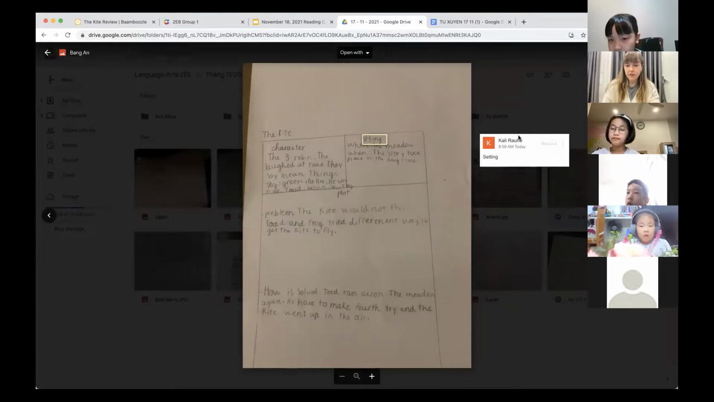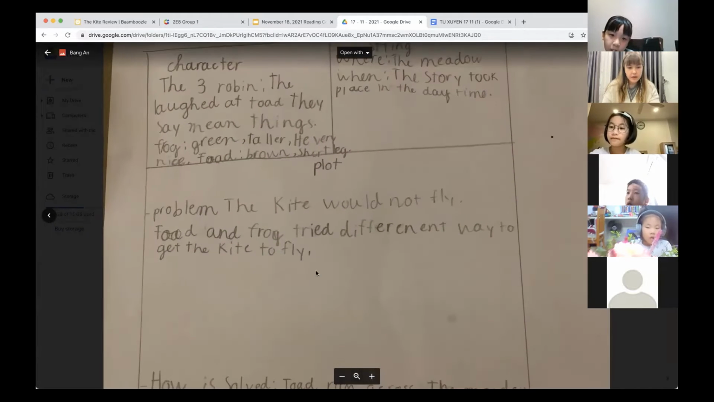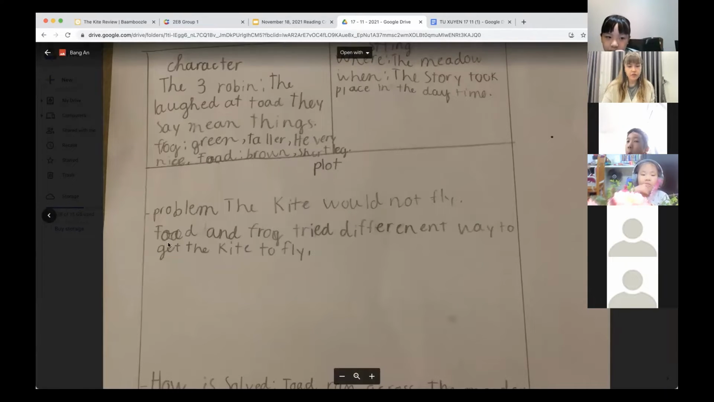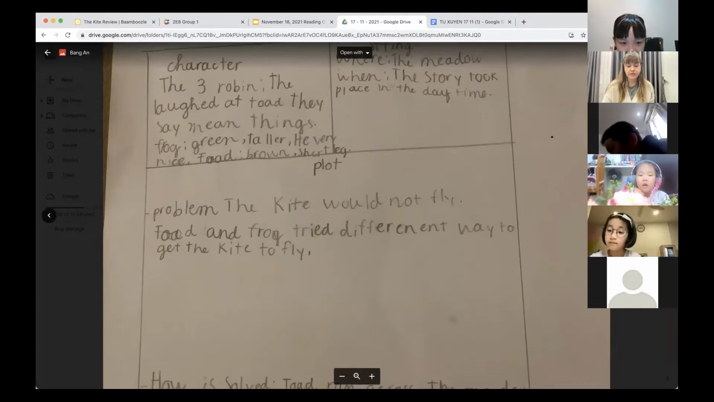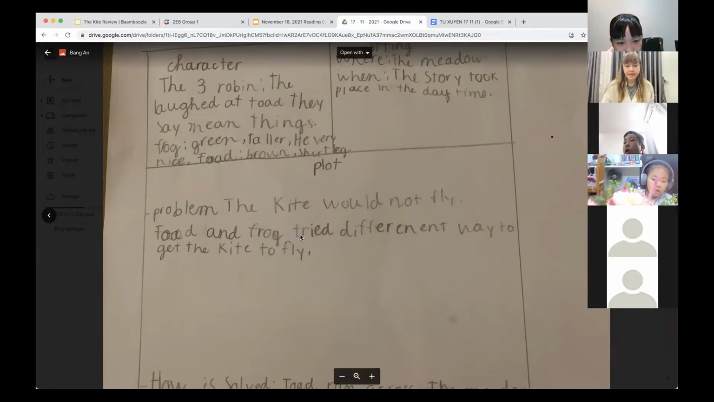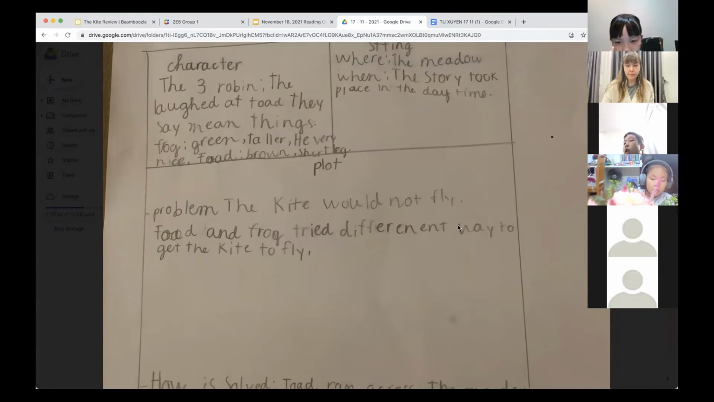All right, and then let's look down at the plot. So she had the problem, the kite would not fly, very good. And then she wrote Toad and Frog tried different ways to get the kite to fly. So here with way, since there's multiple ways that they tried, this would be a plural. So we have to add an S to way.